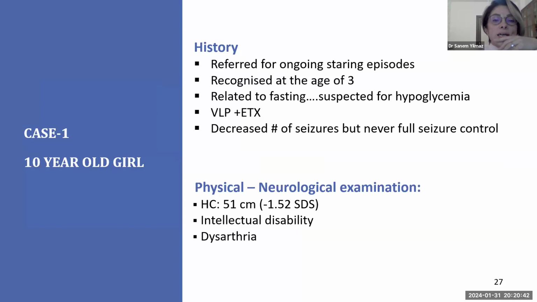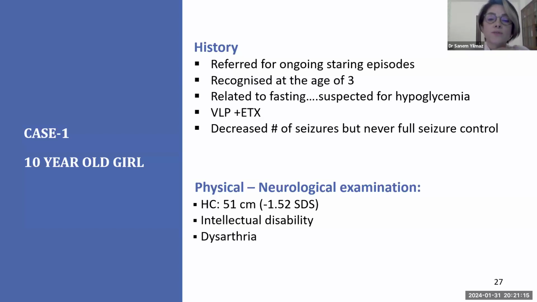The first case is a 10-year-old girl. She was referred for ongoing staring episodes, which were recognized at the age of 3. These staring episodes were related to hunger. Because of this, when she was an infant, hypoglycemia was suspected, and the results were normal. Then it was thought that this is absence epilepsy, and she was prescribed valproate and ethosuximide. These therapies decreased the number of seizures, but she never had full seizure control.